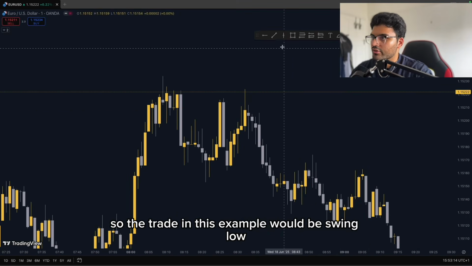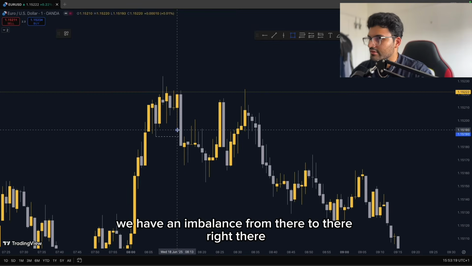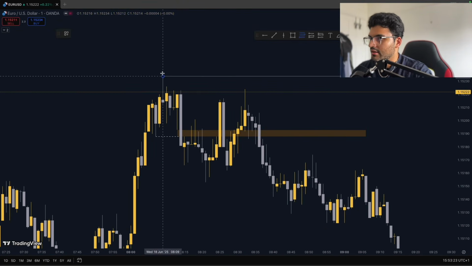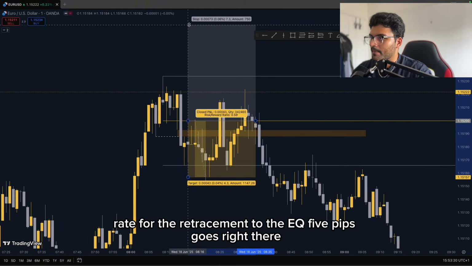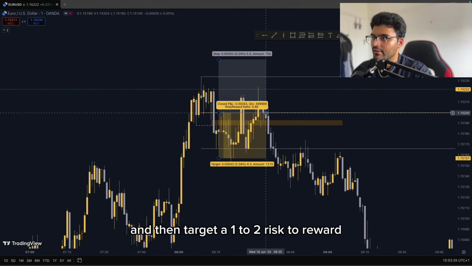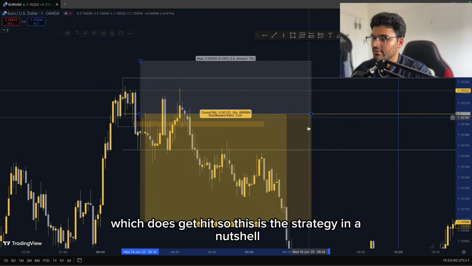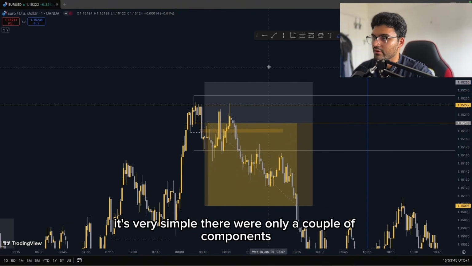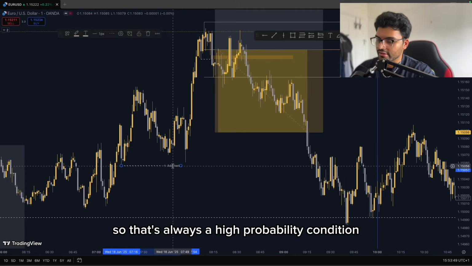So the trade in this example would be swing low gets broken right there. We have an imbalance from there to there, which you can see gets reacted off very nicely. Swing high to swing low, wait for the retracement to the EQ, 5 pips, goes right there, and then target a 1 to 2 risk to reward, which does get hit. So this is the strategy in a nutshell. It's very simple. There were only a couple of components. One more thing, we were also above this midnight opening price, so that's always a high probability condition.